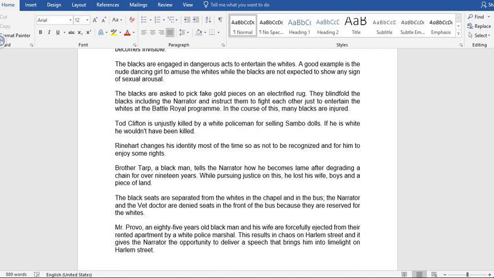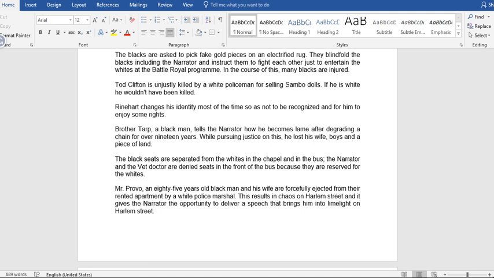Tod Clifton is unjustly killed by a white policeman for selling sambo dolls. If he were white, he wouldn't have been killed. That is racial discrimination there. Rinehart changes his identity most of the time so as not to be recognized and for him to enjoy some rights that he wouldn't have enjoyed if he remained his true identity.